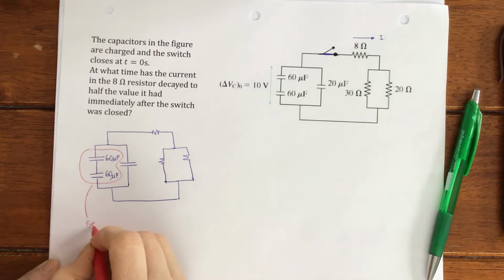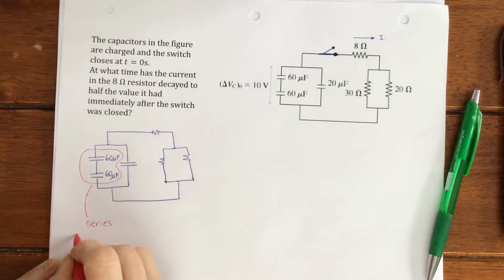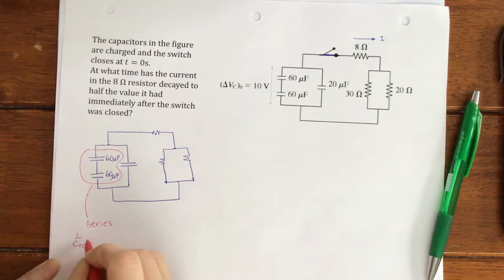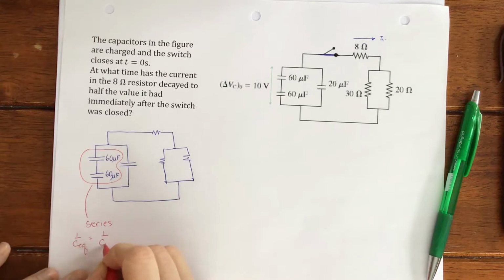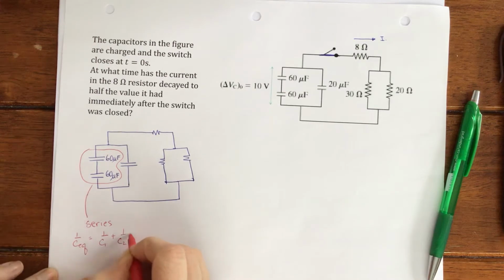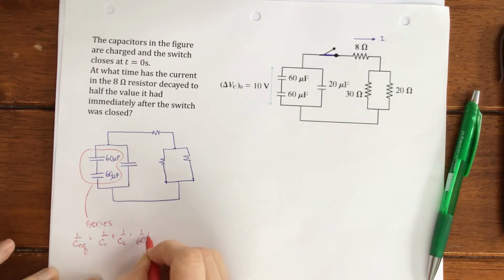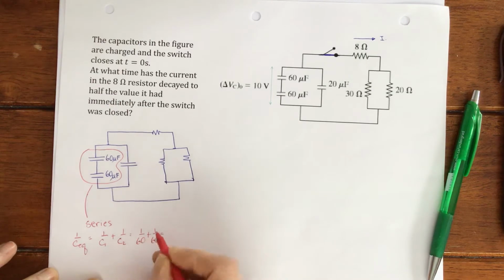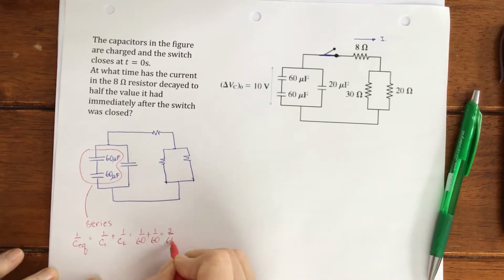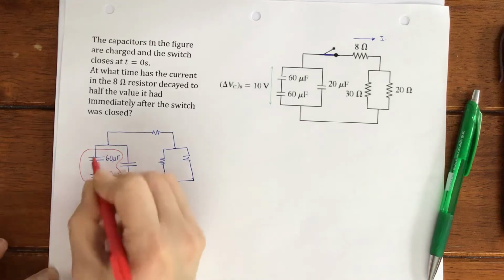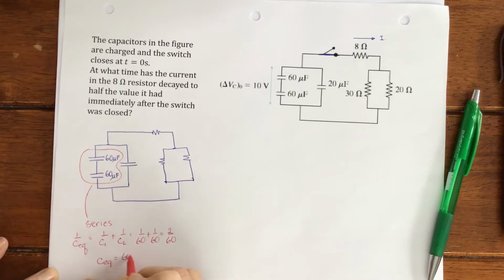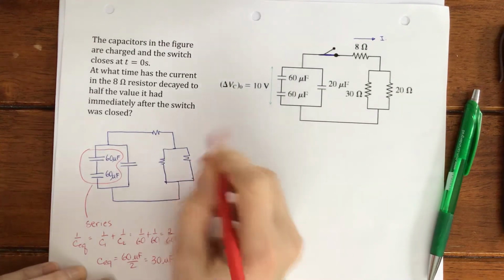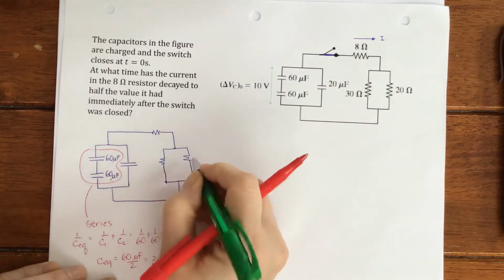So if we wanted to find the equivalent capacitance, 1 over C equivalent is 1 over C1 plus 1 over C2. 1 over 60 plus 1 over 60 equals 2 over 60. So our equivalent capacitance for those two guys is 60 microfarads divided by 2, or 30 microfarads. That's that one. Then we have a 30 ohm resistor and a 20 ohm resistor.